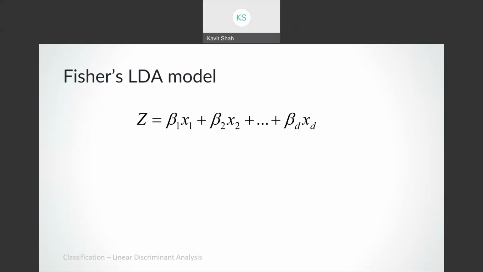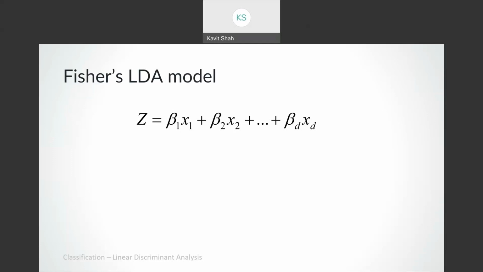Now we look into the mathematical formulation for devising the LDA model as given by Fisher, which is used for categorizing data into two classes as stated. So the Fisher model would basically be looking to represent the data set in the form of a linear combination of variables as given here, where beta 1, beta 2, beta 3 are the estimated coefficients which we need to estimate.